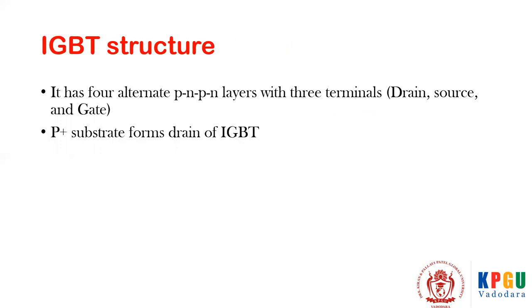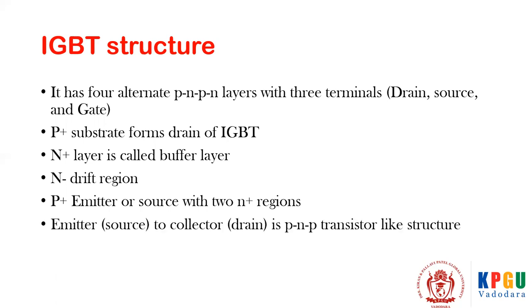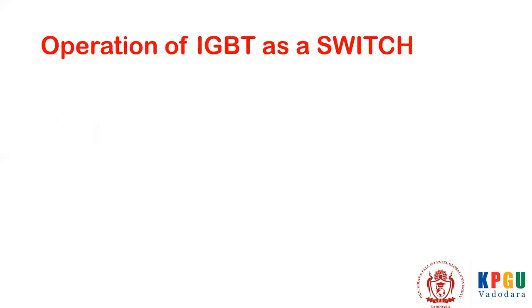P plus substrate is the base on which everything is developed. N plus is the buffer layer, not there in all IGBTs. N minus is the drift region, and P plus is the emitter or source with 2 N plus regions. Emitter to collector, that is source to drain, is a PNP like structure of a BJT.